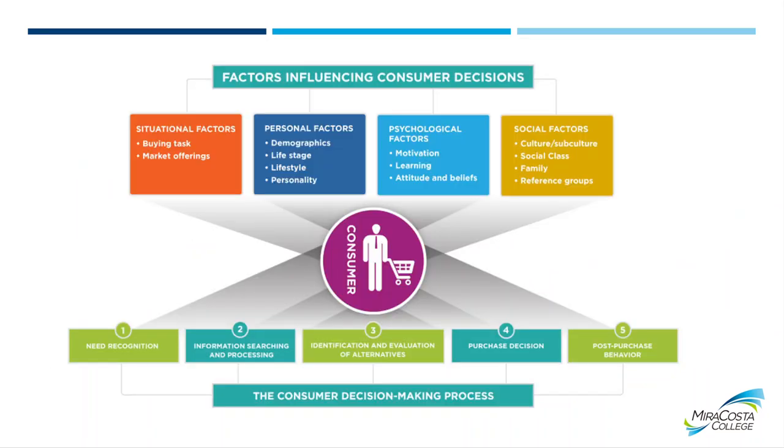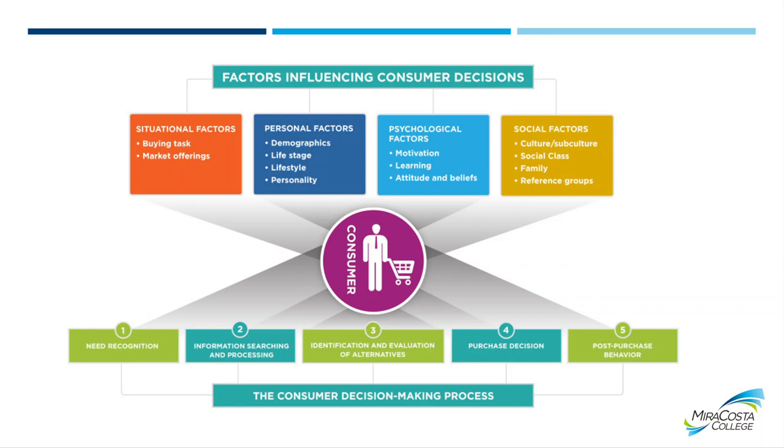So here's another visual, the factors that influence consumer decisions. Think about these when you make a purchase. Your situational factors: buying tasks, market offerings. Your personal factors: demographics, life stage, lifestyle, personality. I know when purchasing a car, my personal factors were a lot different when I was 18 years old versus when I was 35 years old.